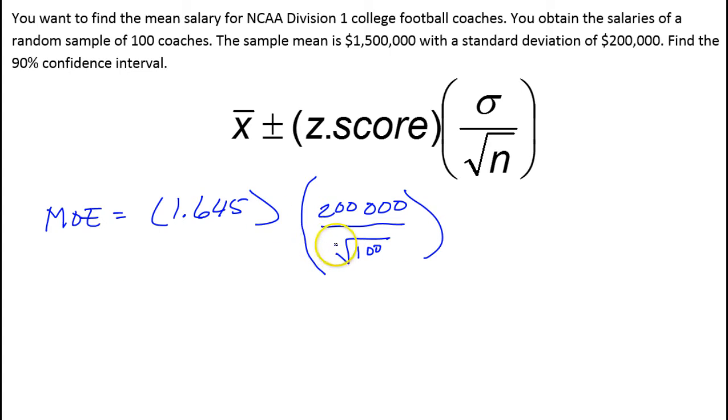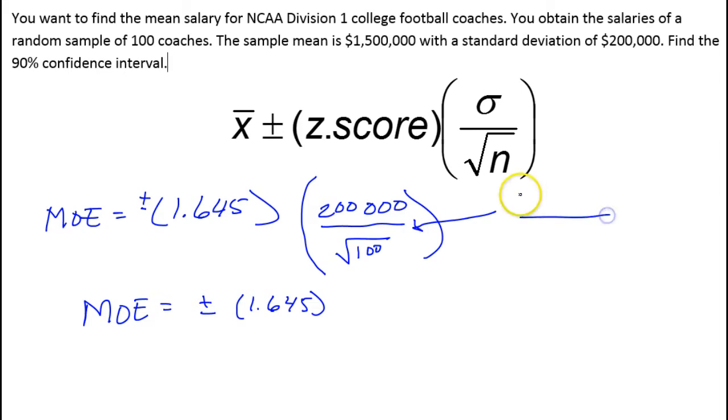Normally I put this whole thing in my calculator, and this is going to be plus or minus. This is what we'll add and subtract. But in this case, some of this is going to be pretty easy to simplify. So I have 1.645. Because the square root of 100 is 10, if I look at just this fraction, I have 200,000 over the square root of 100, which is 10. Dividing by 10, you really are going to wind up getting rid of one of these zeros. So instead of 200,000, it will become 20,000.